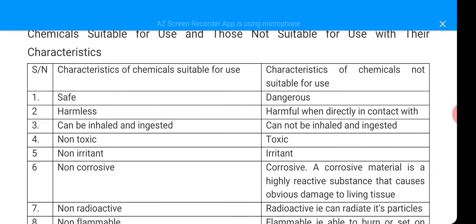4. Non-toxic. Any chemical that is non-toxic is suitable for use, while chemicals that are toxic are classified as not suitable. 5. Non-irritants. Chemicals that are non-irritant are classified as suitable. That is, chemicals that will not irritate your body are classified as suitable, while those that can irritate the body or any other thing are classified as not suitable for use.